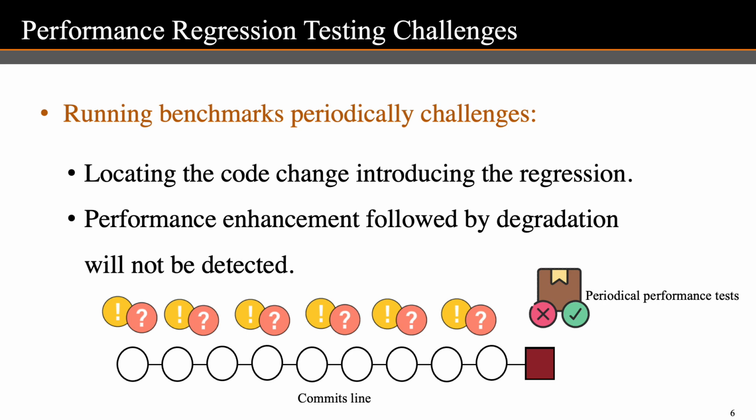Periodical performance testing also gives rise to another problem, which is finding which code change within the tested time period introduces the regression. In cases where periodical tests captured a regression, developers need to rewind all previously committed changes to debug and find which one is problematic. In addition, any performance enhancement followed by degradation will not be detected if the final performance time has not significantly changed from the preceding testing results.